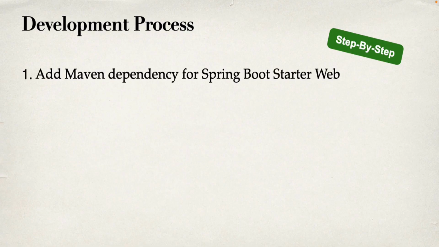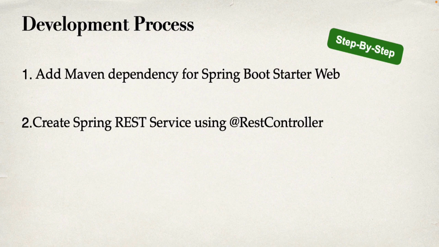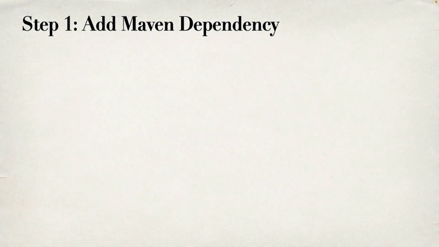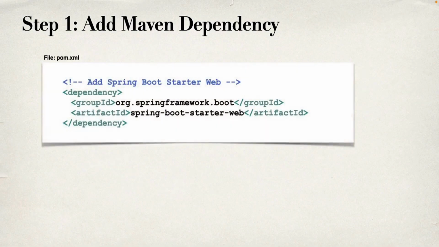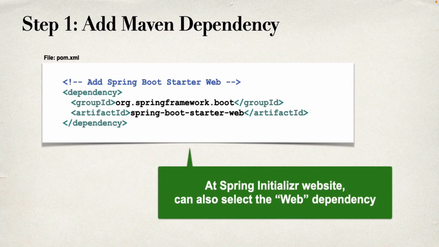Okay, here's the development process. In step 1, we're going to add the Maven Spring dependency for Spring Boot Starter Web, and then we'll create the Spring REST service using the RestController annotation. Here's step 1 of adding the Maven dependency. In your pom.xml file, you'll add an entry here for the Spring Boot Starter Web. And instead of adding it manually, you can have this selected at the Spring Initializr website. On that website, when you're setting up your project, simply select the web dependency. And I'll show you how to do that in the next video.